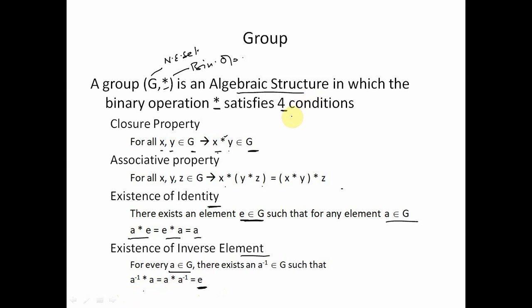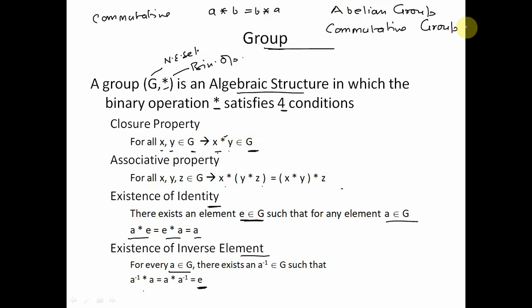Now if an algebraic structure satisfies these four conditions, then it is called a group. And in addition, if it also satisfies the commutative property, that means a * b is equal to b * a, then it is said to be an abelian group or a commutative group. Remember, it is not necessary that every group will be a commutative group, right? So let's see certain examples.